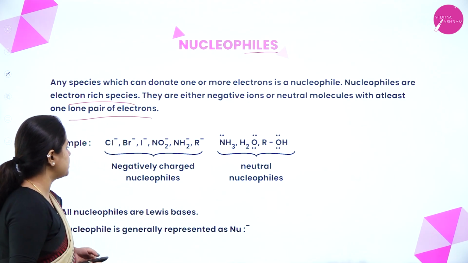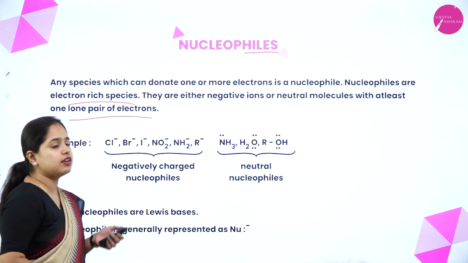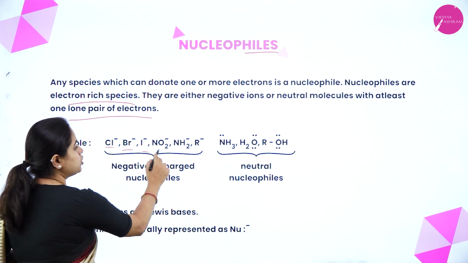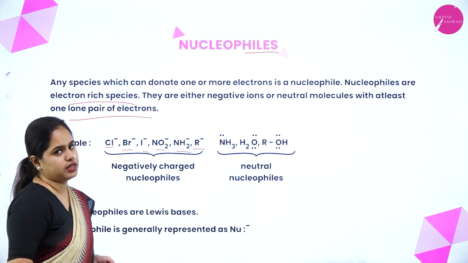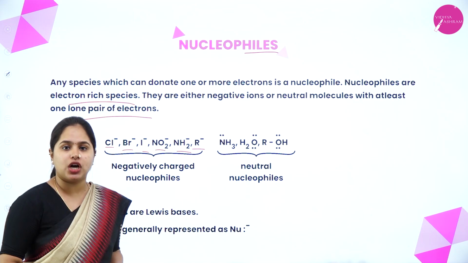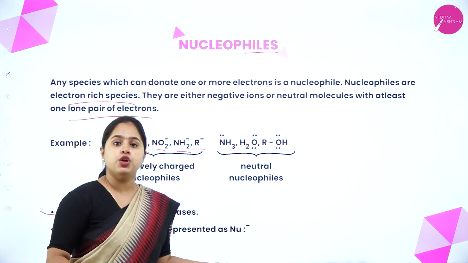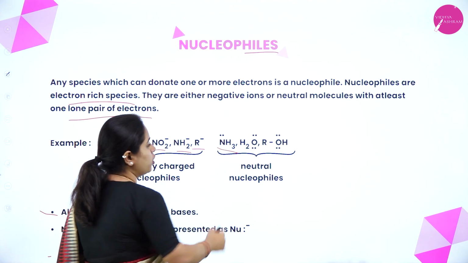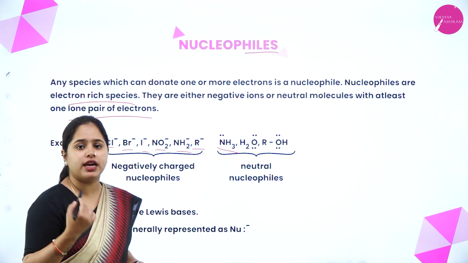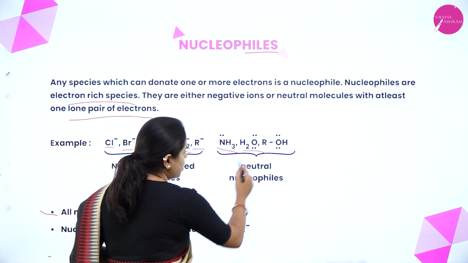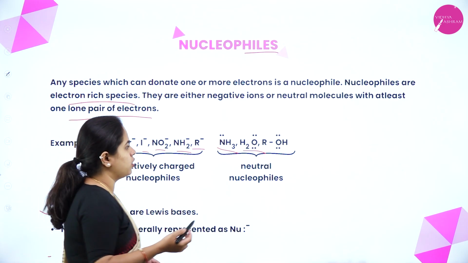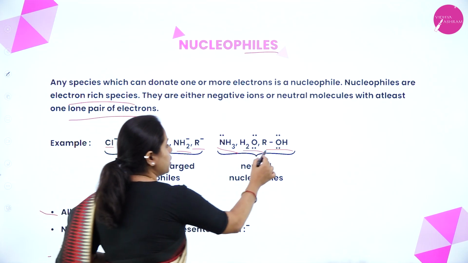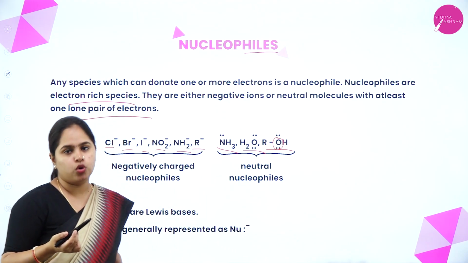So let's see a few examples here. The examples that are given here are negatively charged nucleophiles: Cl minus, Br minus, I minus, NO2 minus, NH2 minus and R minus. All these are examples of negatively charged nucleophiles. Now these are neutral nucleophiles having lone pair of electrons. NH3, ammonia, has a lone pair of electrons on nitrogen. Water, the oxygen is having two lone pairs of electrons. And this is alcohol, ROH, the general representation of alcohol. In the oxygen, it is having two lone pairs.